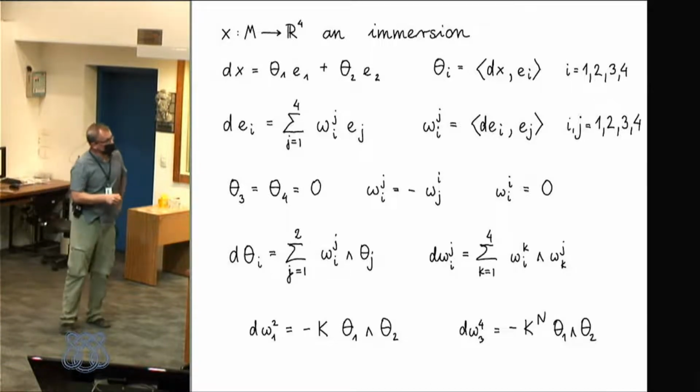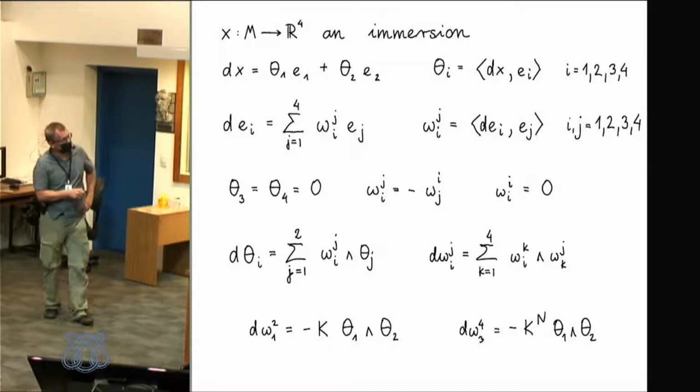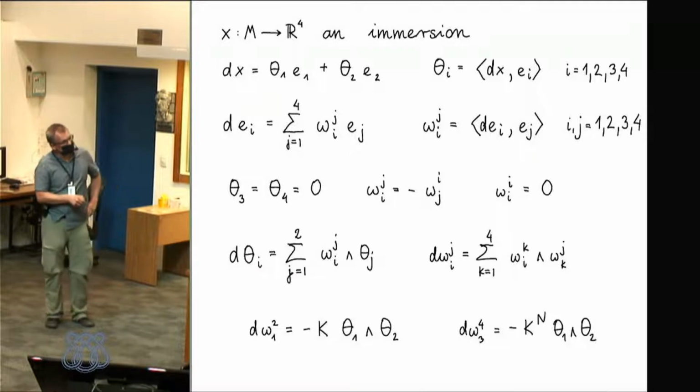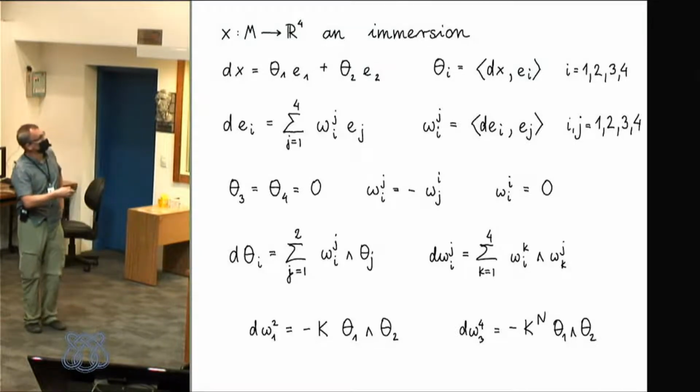Okay, and then we have the definition of the Gaussian curvature. The Gaussian curvature is defined by differentiating dω12, which is minus the Gaussian curvature times θ1 wedge θ2, where θ1 wedge θ2 is the area form on our surface. And the same, this is the definition of the normal curvature: dω34 is minus the normal curvature times the area form. Okay, so these are classic things.